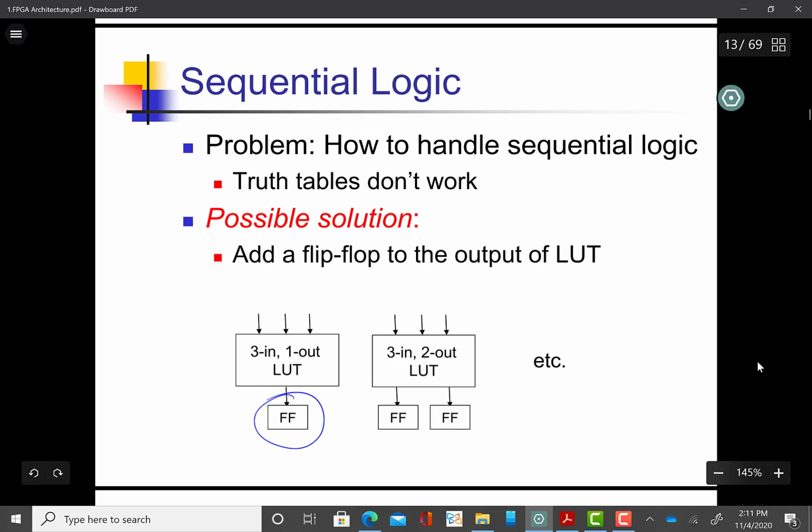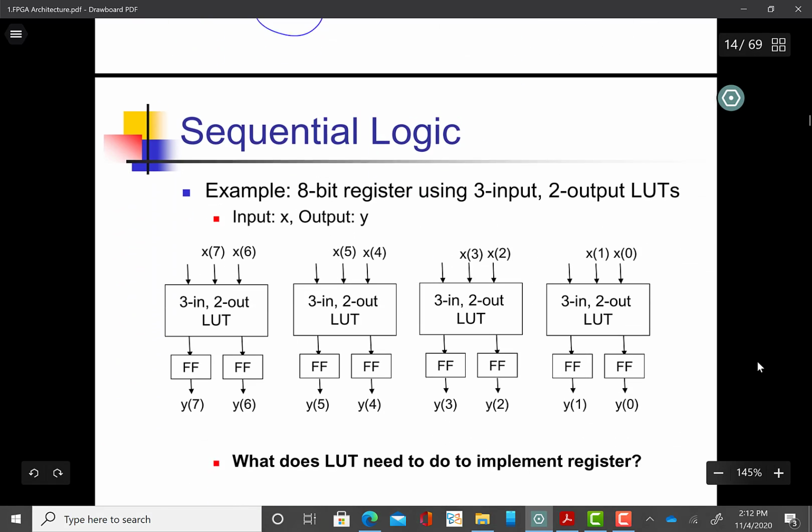Okay, so if it is a 3x1 LUT, you can have one flip-flop, and if it is a 3x2 LUT, so this is 3x2, you can have two flip-flops connected to every output.